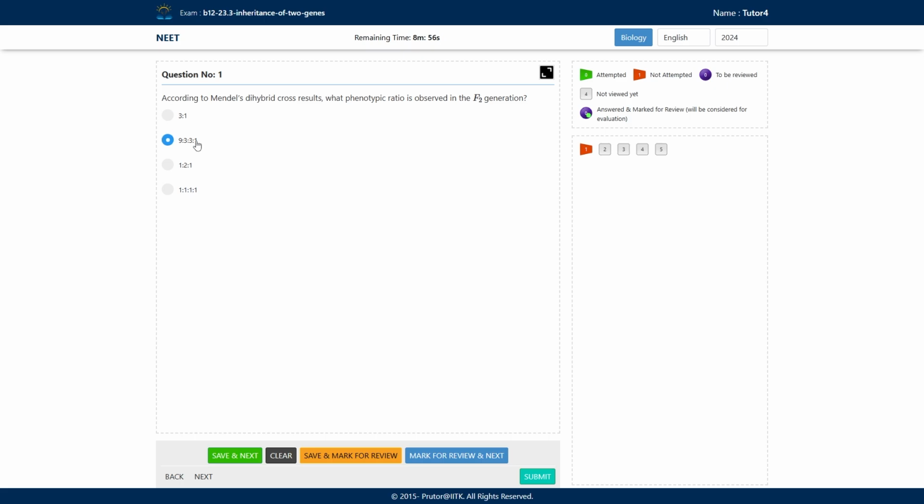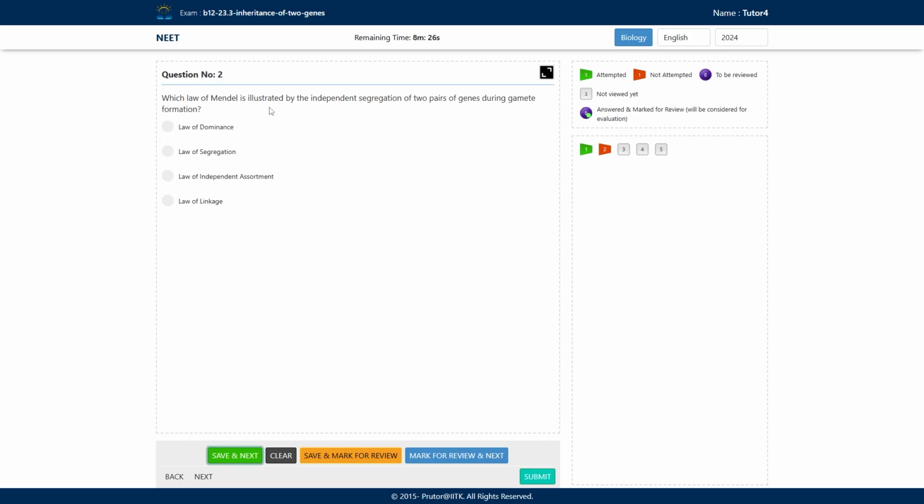Correct answer here will be option number B, 9:3:3:1. This is the phenotypic ratio in the F2 generation of a dihybrid cross, which shows complete dominance and independent assortment of the gene. 3:1 ratio is the phenotypic ratio in the monohybrid cross. 1:2:1 is the genotypic ratio in the monohybrid cross. Then 1:1:1:1, this is the test cross ratio in the dihybrid cross.